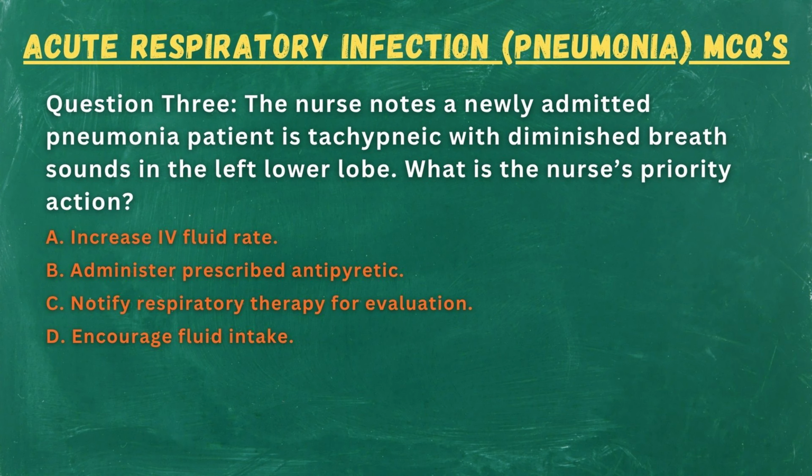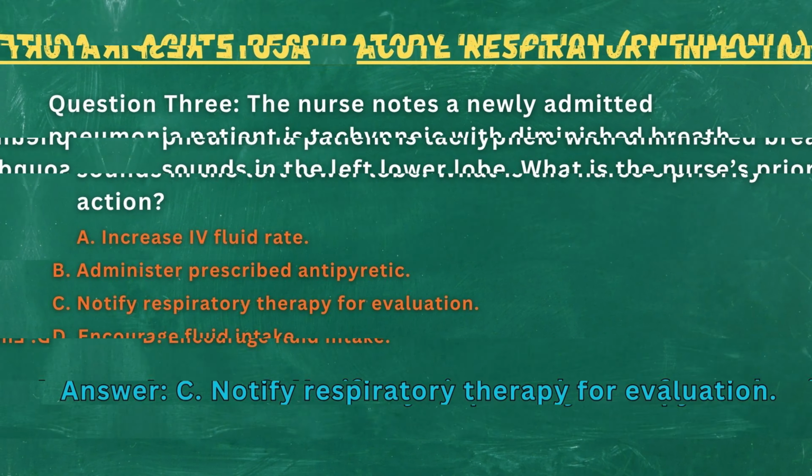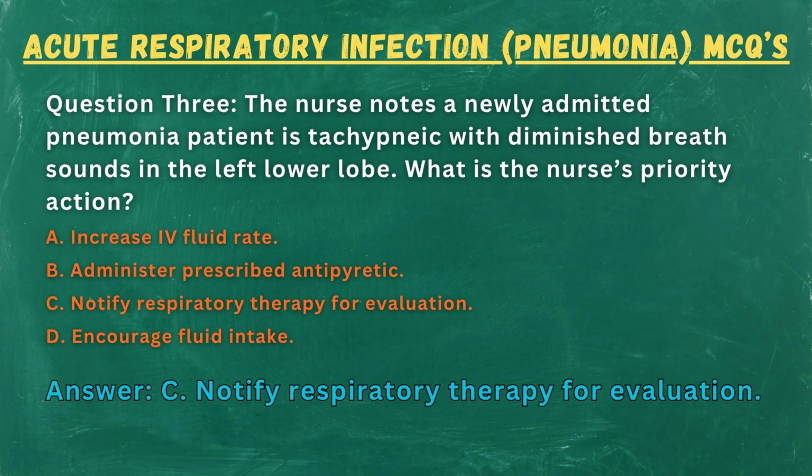Question 3. The nurse notes a newly admitted pneumonia patient is tachypneic with diminished breath sounds in the left lower lobe. What is the nurse's priority action? A. Increase fluid rate. B. Administer prescribed antipyretic. C. Notify respiratory therapy for evaluation. D. Encourage fluid intake. Answer. C. Notify respiratory therapy for evaluation.